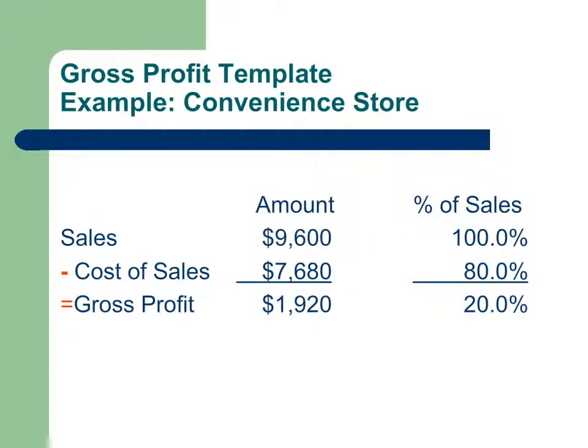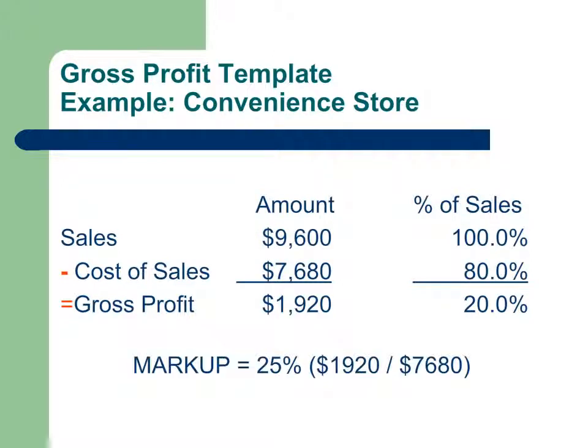This is confusing to many who assume that markup and gross profit percentage are the same. Although they are related, they are not the same. Gross profit margin is a percentage of sales. For instance, 1,920 is 20% of 9,600. On the other hand, markup is a percentage of cost. Gross profit divided by cost equals the markup percentage. 1,920 divided by 7,680 equals 0.25 or 25%. So a gross profit percentage of 20% is equal to a markup of 25%.